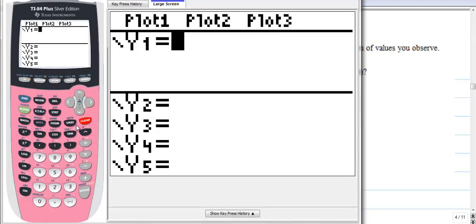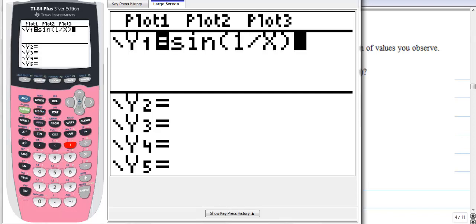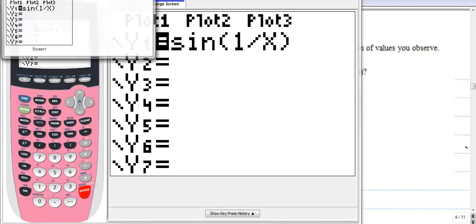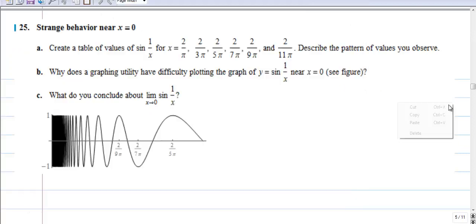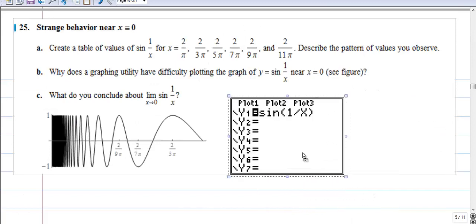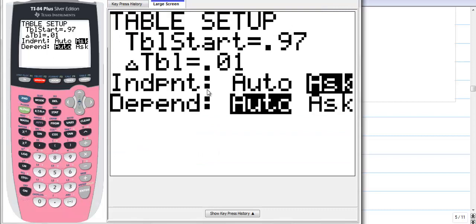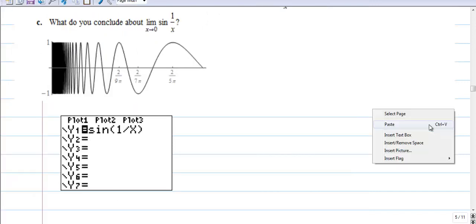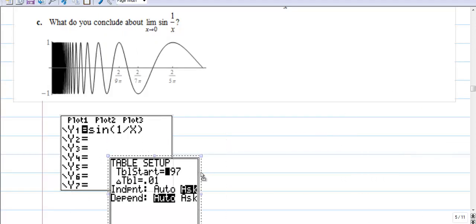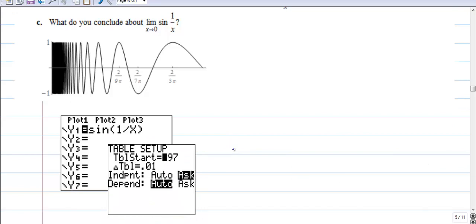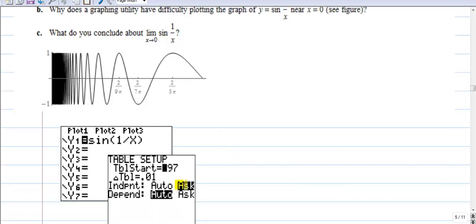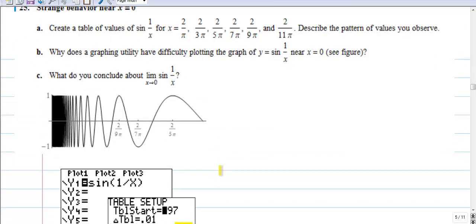So I would go to y equals and do sine of 1 divided by x. Put that on here. And then I'm going to make sure that my table, so second table, is on ask. Doesn't matter what the table start is when I put it on ask. And then when I go to that table, I'm going to enter in these values up here. So I'm going to do 2 over pi, 2 over 3 pi, 2 over 5 pi.